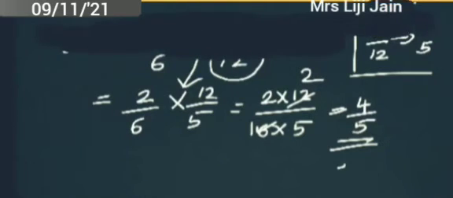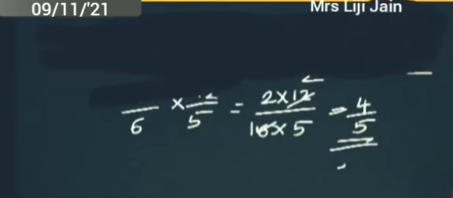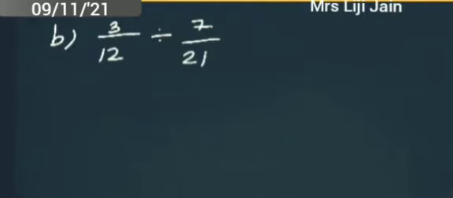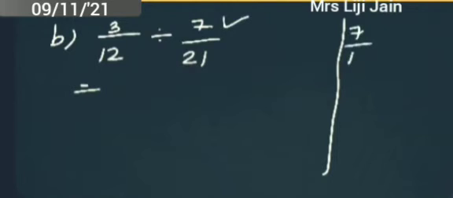Okay, let's try to do one more example. After that we shall do the exercise. Very easy. Division of fractions is actually really very easy. B, the question is 3 by 12 divided by 7 by 21. How to do this? Yes, we have to find the reciprocal of the denominator fraction. Which is the denominator fraction here? 7 by 21. What is the reciprocal of 7 by 21? Yes, it is 21 by 7.